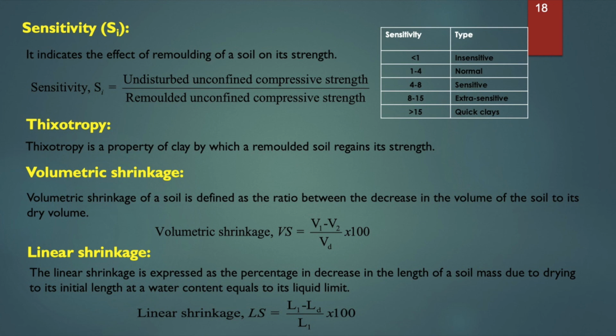Similarly, the linear shrinkage is expressed as a percentage decrease in the length of the soil mass due to drying to the initial length, at a water content equal to its liquid limit. Generally, this volumetric shrinkage and linear shrinkage help us in understanding the shrinkage behavior of the soil, mostly expansive soil. Next, we will go to the classification of the soil.